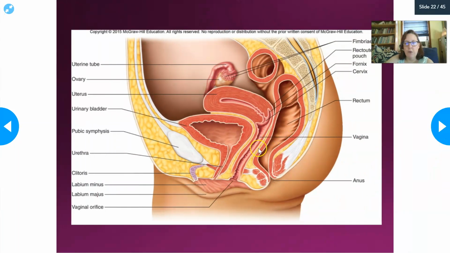And again, same side view: this is the bladder, this is the uterus, cervix, ovary, fallopian tube, vagina.